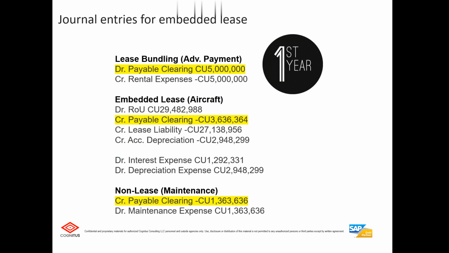credit accumulated depreciation 2,948,299, and debit interest expense 1,292,331, debit depreciation expense 2,948,299. And as for the non-lease component, which is the maintenance, credit payable clearing 1,363,636 and debit maintenance expense 1,363,636. So now let's start to load the contract in the Hamilton engine and see if the numbers match.